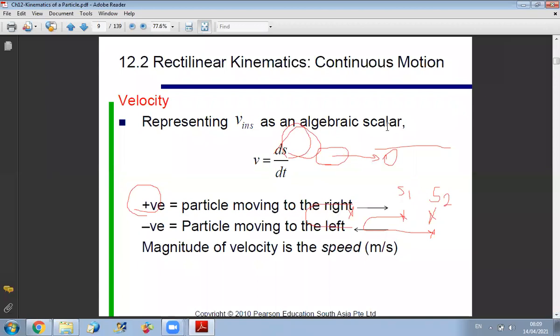Now, the velocity is an algebraic value. It can be positive, it can be negative. As we said, if we are moving towards the right in this case, then it's positive. If we are moving towards the left, then it is negative.